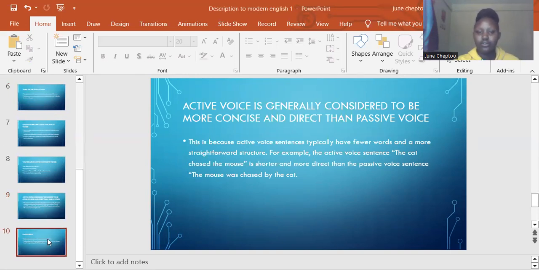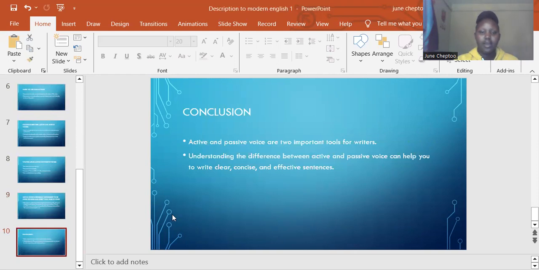Having done that, we have a conclusion here: active and passive voice are two important tools for writers. Understanding the difference between active and passive voice can help you to write clear, concise and effective sentences.